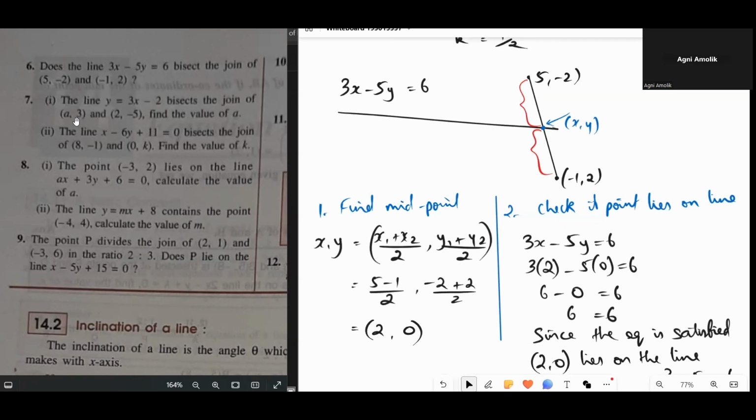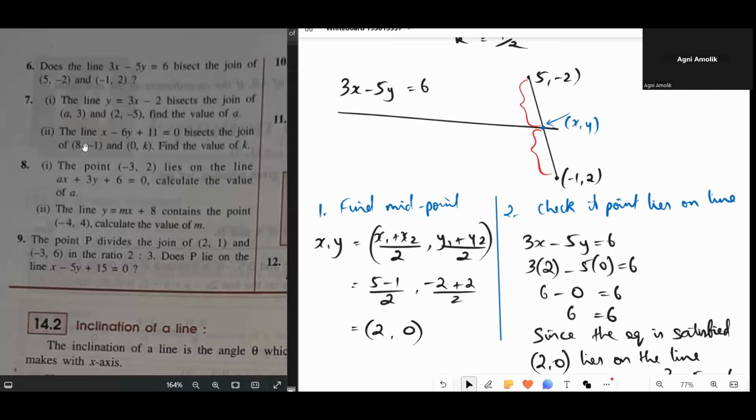Again, first find the midpoint of this. You won't get proper numbers because A is there. So you'll get something like A by 2, comma 7. Then put those coordinates in this equation. There will be a missing value A, so you solve that equation and find A. You'll get a linear equation, because we know that this point lies on that line. So when we put these values, the equation will get satisfied. We're not checking if LHS is equal to RHS; we know that LHS is equal to RHS. We're just solving the equation. What is the missing value in that equation now? A will be missing. So simplify that linear equation, and you will get A.